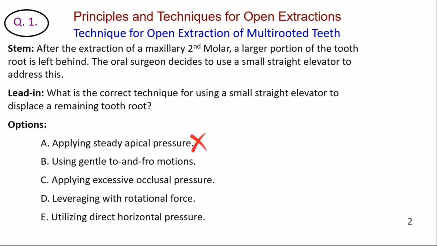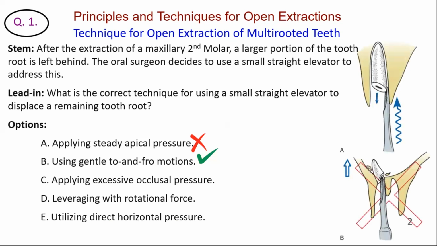This can lead to displacement into undesirable area. It ensures controlled displacement without excessive force. In this figure, when a larger portion of the tooth root is left behind after extraction of tooth, the small straight elevator can sometimes be used as a wedge to displace the tooth in the occlusal direction. It must be remembered that the pressure applied in such a fashion should be in gentle to and fro motion.